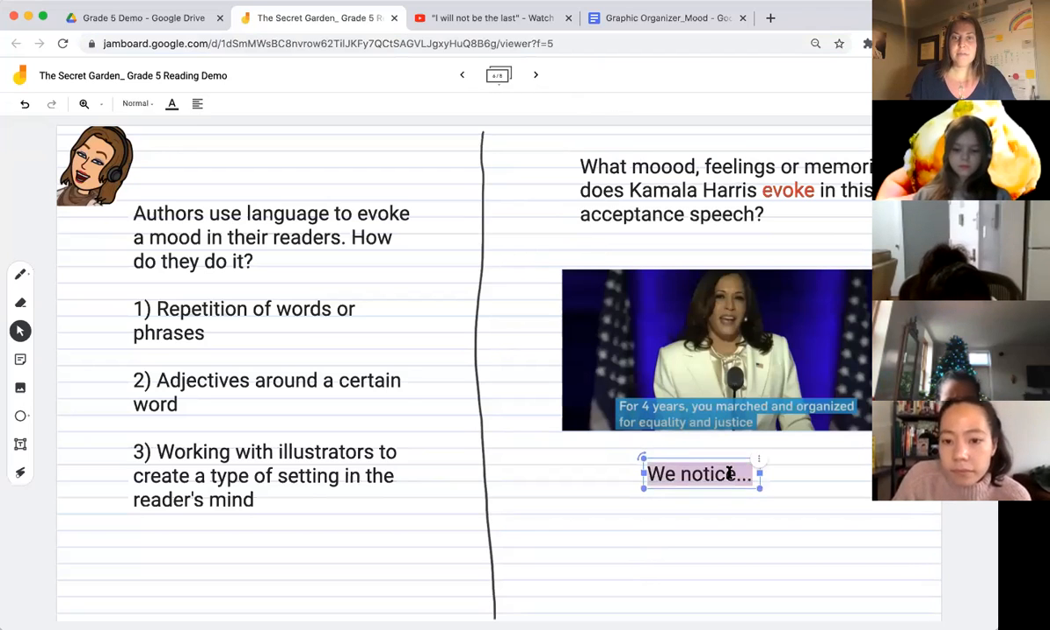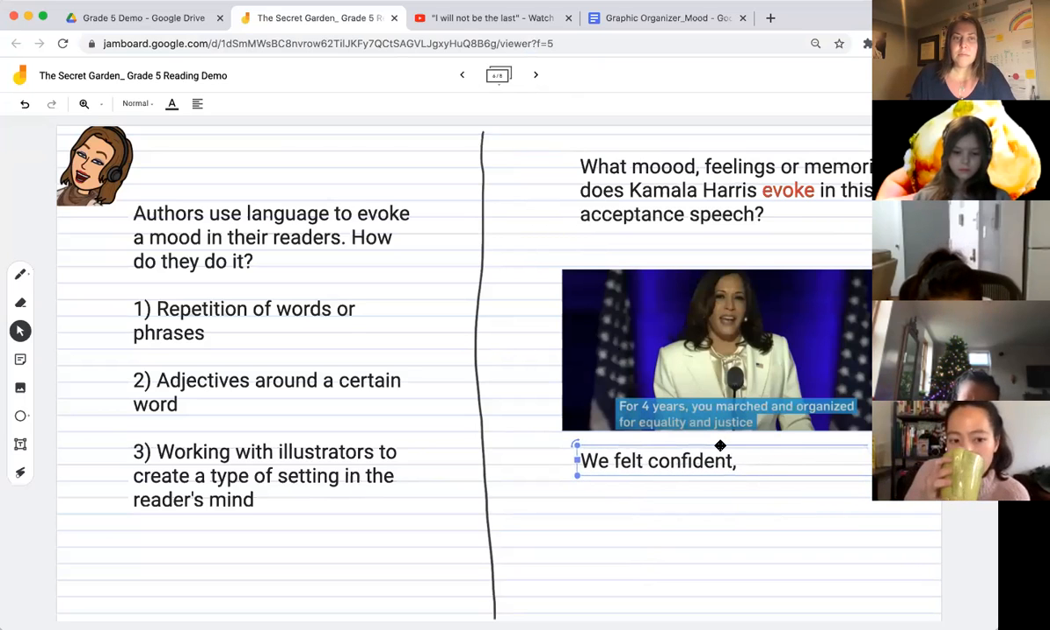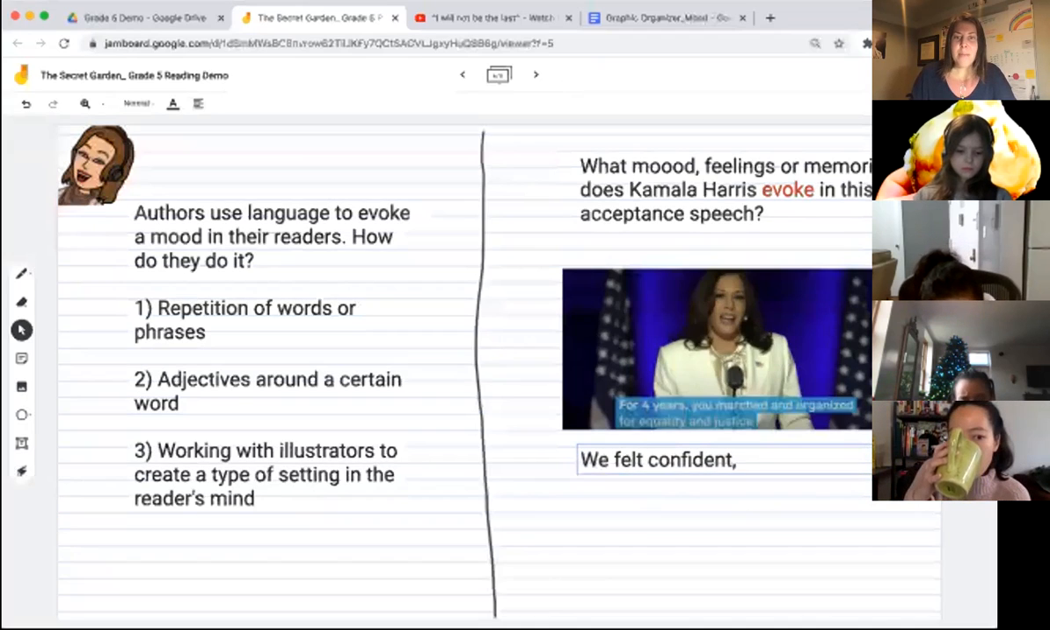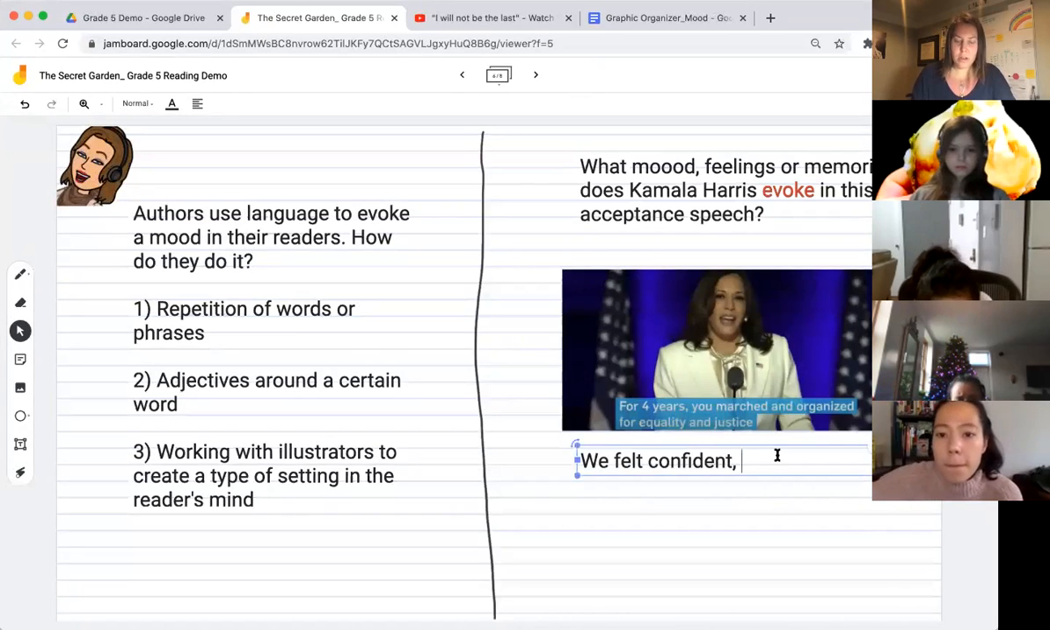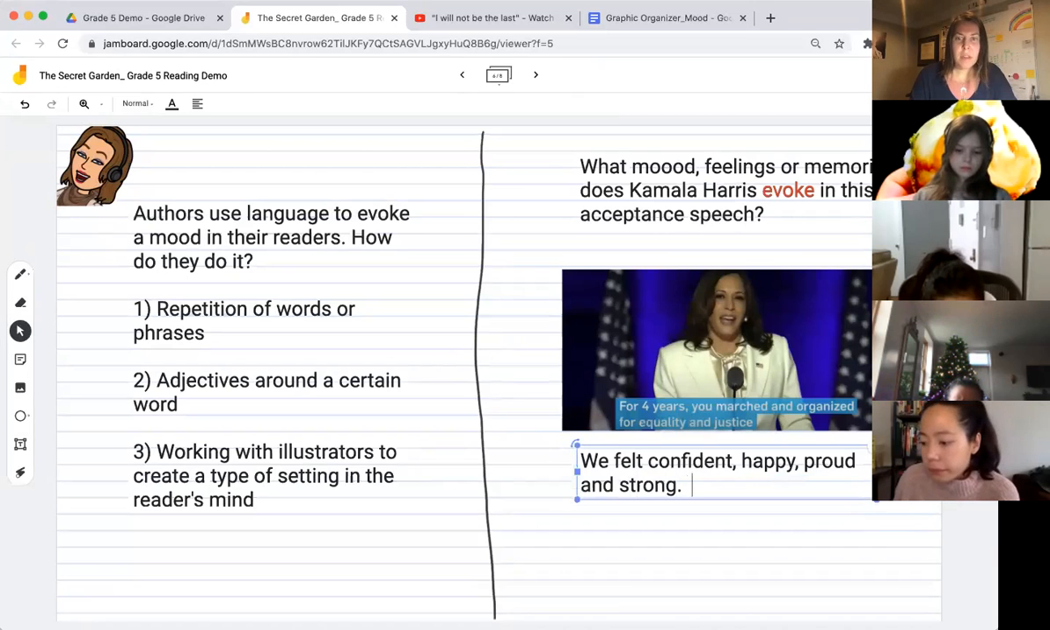Confident. Happy, proud, and strong. Okay, so Kamala is brave. She was grateful.